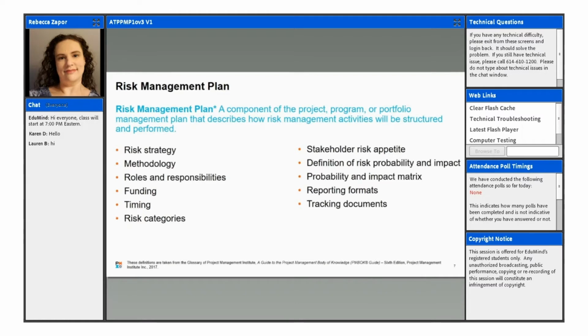So we'll talk about the risk management plan. That's going to be obviously a component of the project management plan, and that's going to determine how risk management activities are going to be structured and performed. So it's going to identify the methodology, the approach, and the tools that are going to be used when you're managing risks. And it's also going to document roles and responsibilities of the people that are involved, and identify the budgeting and the scheduling for risk management activities. It's also going to specify risk categories.